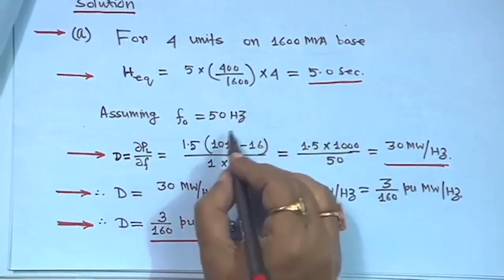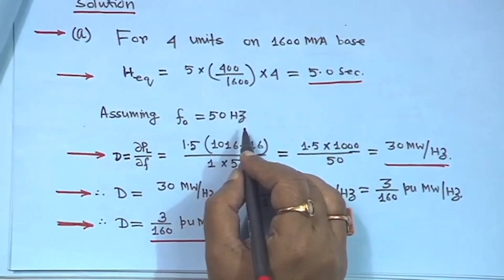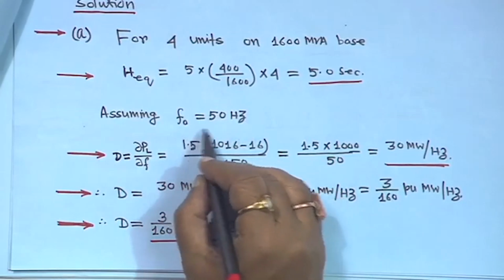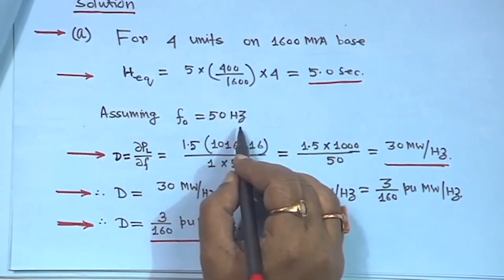Now, here frequency is not mentioned, right. In this case you have to assume f0 is equal to 50 hertz.